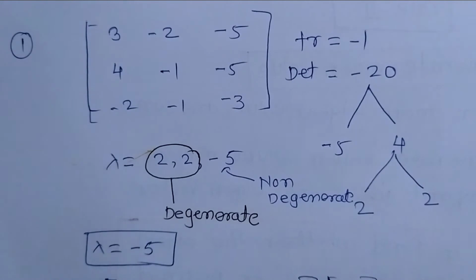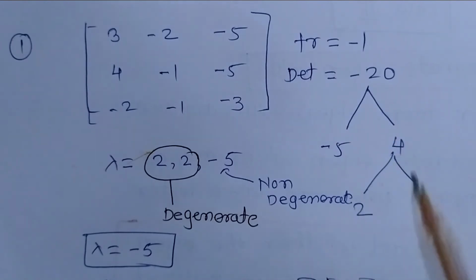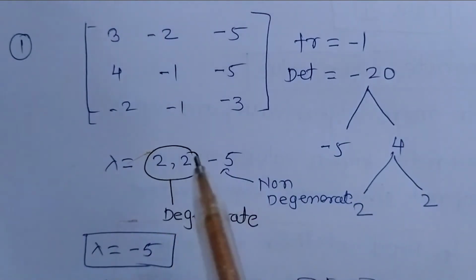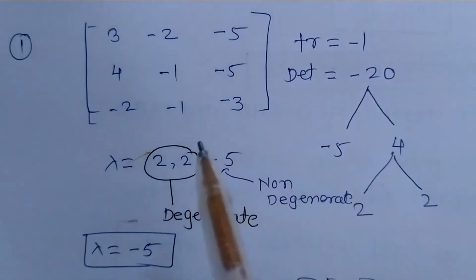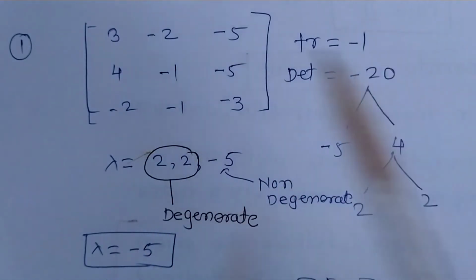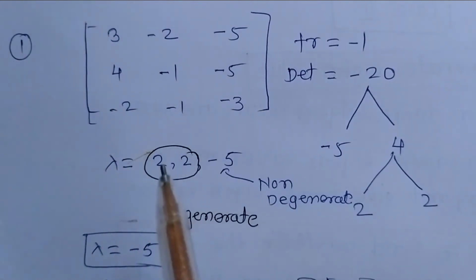Here it is a 3 by 3 matrix, so 3 eigenvalues are there. Taking 2 and 2 and -5, the sum of all these is -1 and the product is -20. So here 2 and 2 are both degenerate eigenvalues and -5 is a non-degenerate eigenvalue.